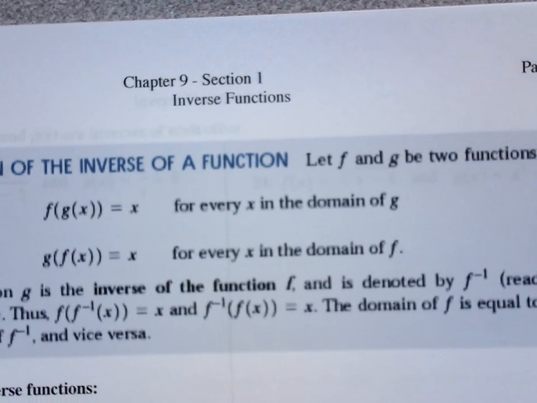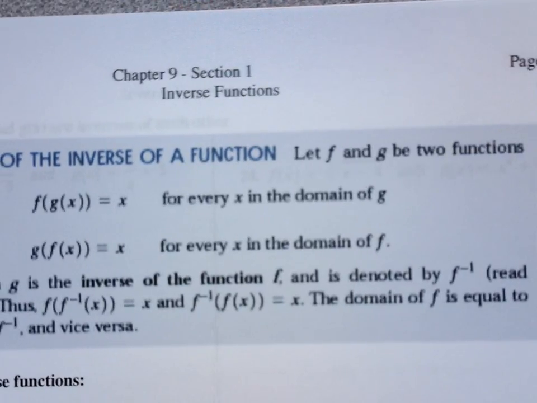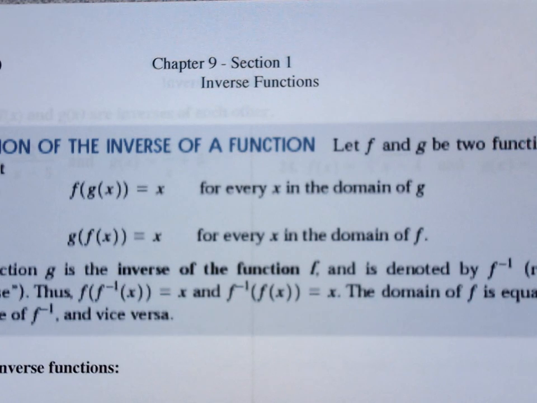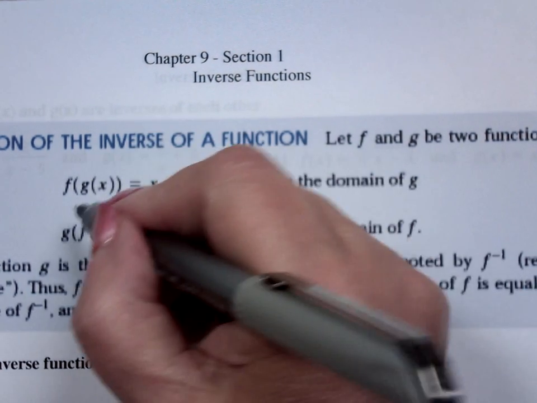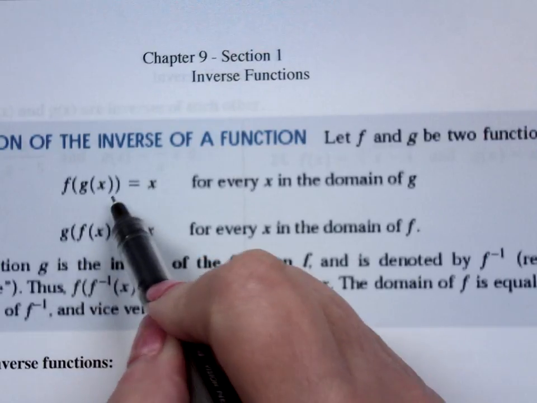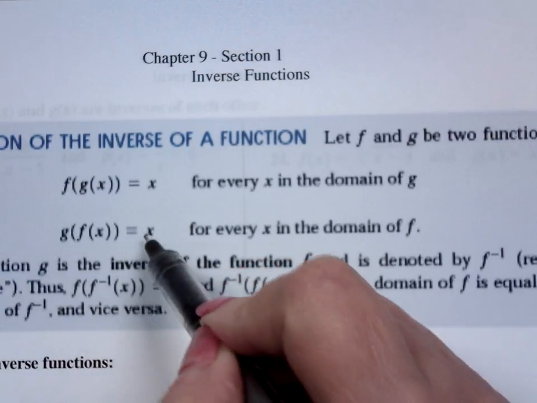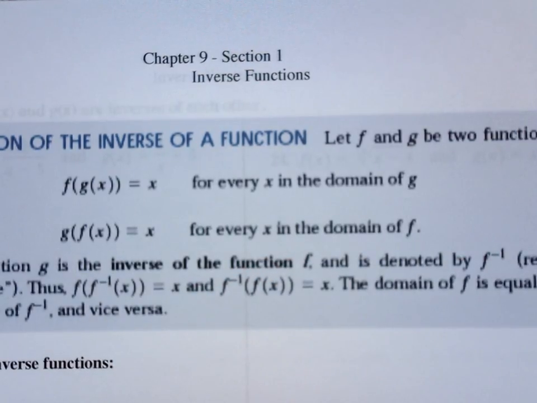The inverse of a function. This is a definition. It says let f and g be two functions such that, we talked about composition of functions yesterday, f composed with g of x, or f of g of x equals x, g of f of x equals x, for every x in their respective domains. The function g would be the inverse of f, denoted f inverse, and f would be the inverse of g.